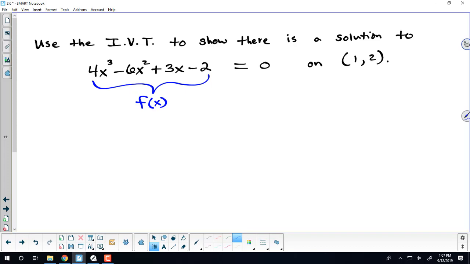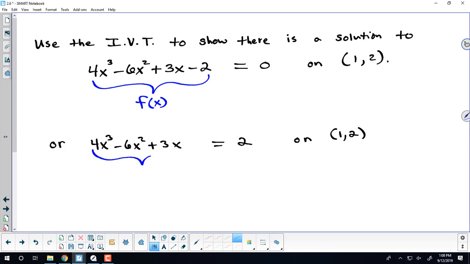And note, we could rearrange this as well. So it could be presented as 4x cubed minus 6x squared plus 3x equal to 2 on 1, 2. So there's various ways we could write those things. And if that were the case, then we would just call this thing f of x.